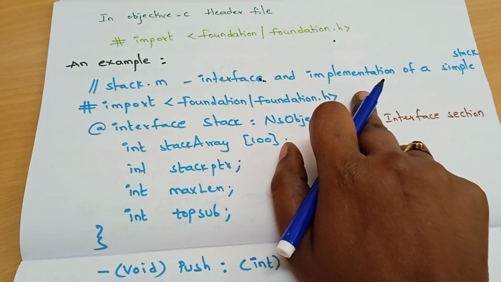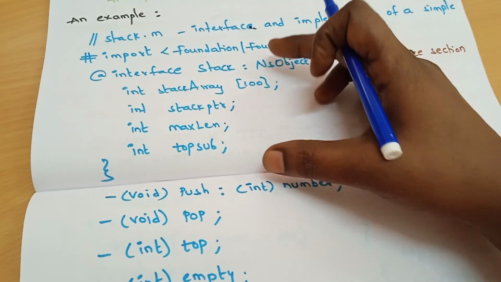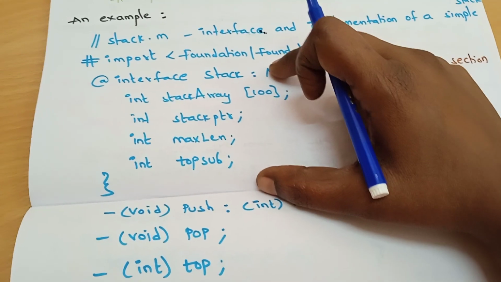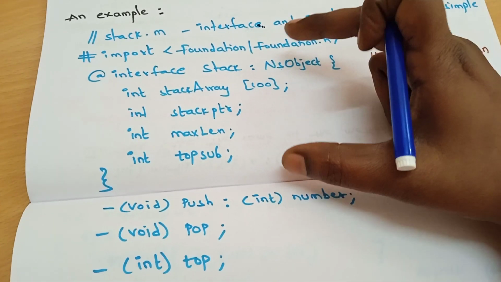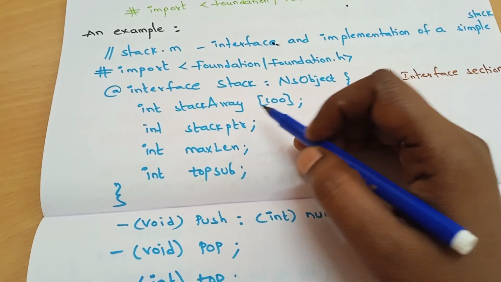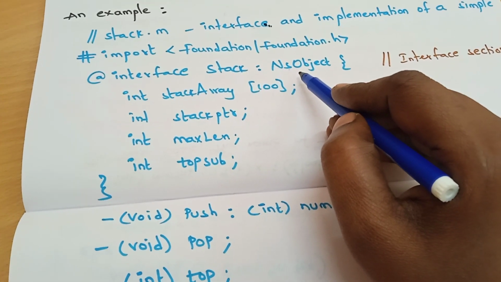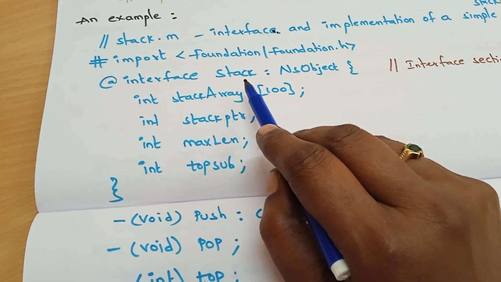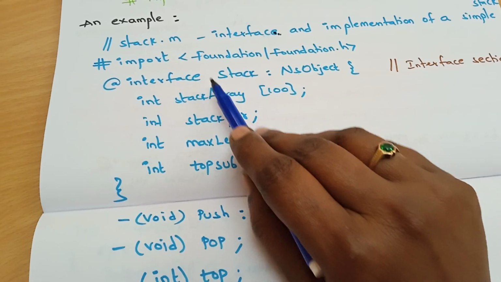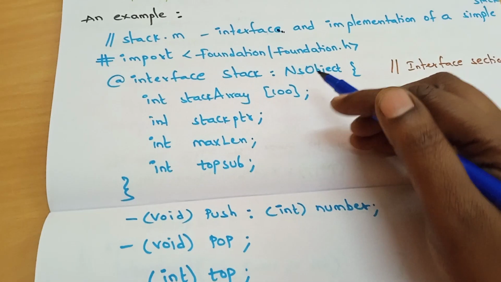stack.m, interface and implementation of a simple stack. Now you can see this code, that interface we have taken like this. In the earlier video we defined how to define an interface, correct? So I am defining an interface. Now this interface is going to have the interface keyword, class name, and parent class. We were seeing the syntax in the last video: interface, class name and parent class. So the class name is Stack, and the parent class is NSObject.